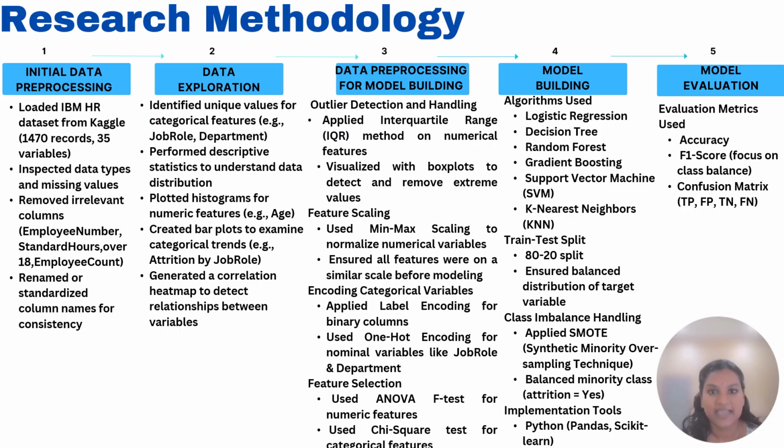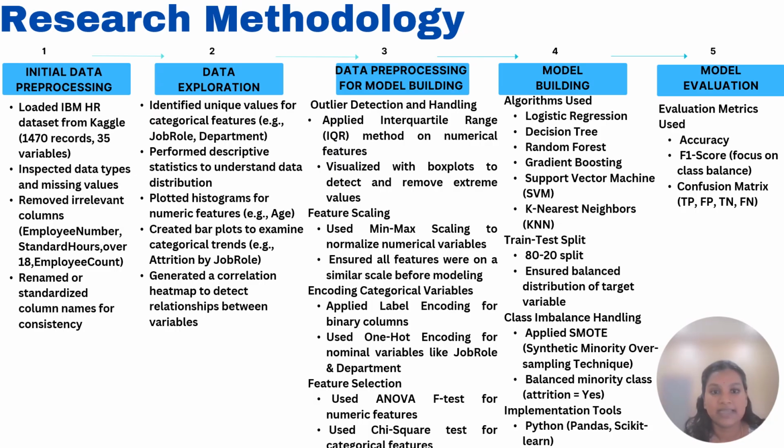Step 2. Data exploration. Next, I explored the data using several visualization and statistical techniques. I identified the unique values of categorical features like job role and department to understand category diversity. I conducted descriptive statistics to understand distribution, plotted histograms for numeric data such as age, and bar charts for categorical data like attrition by job role. Lastly, I used a correlation heat map to detect relationships between variables, which helped to guide feature selection later.